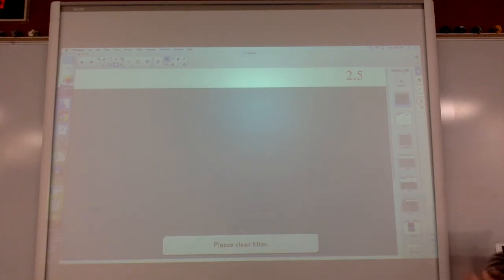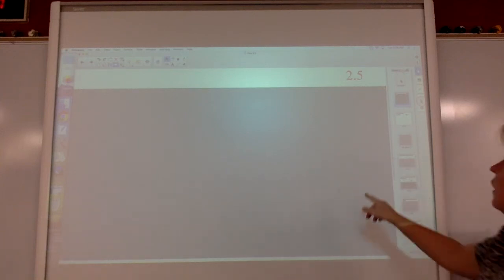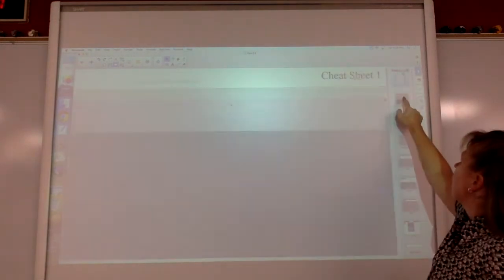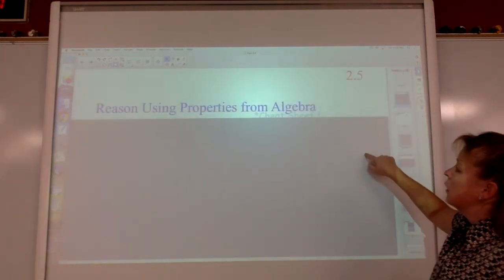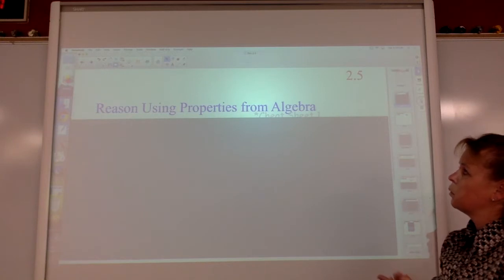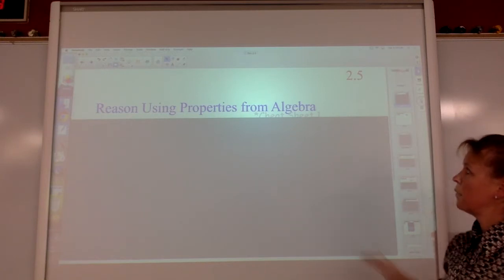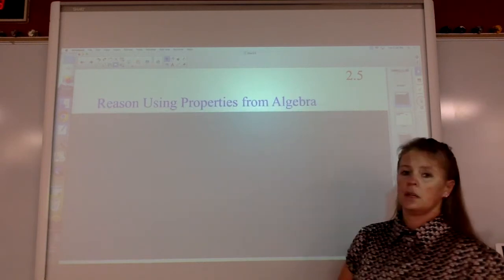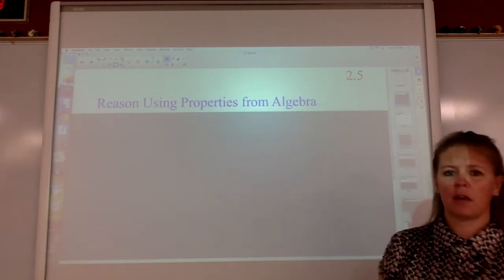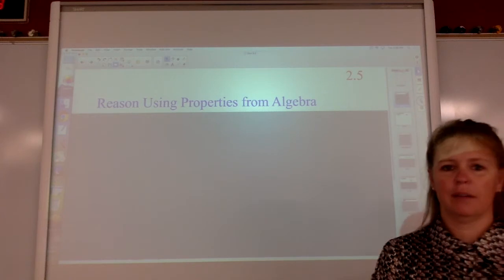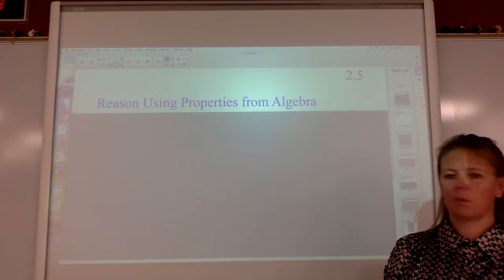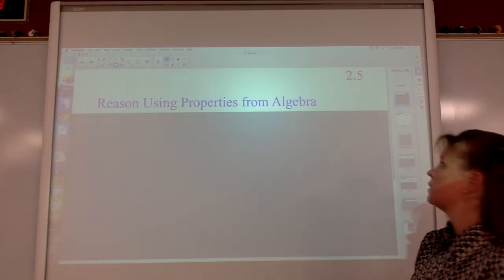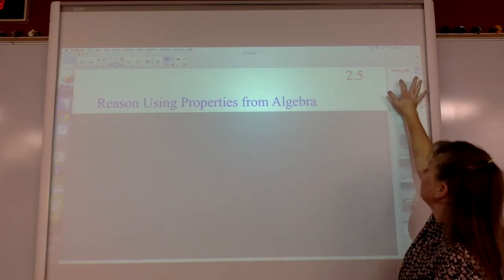All right, here's your notes for section 2.5. We are going to be doing reasoning using properties from algebra. So we're going to start with reasoning using algebra because algebra is easier for you guys. And you should be able to come through with some reasons for why you do algebra. Plus, you've already passed that class. So we'll start with algebra and we'll work our way up to geometry.